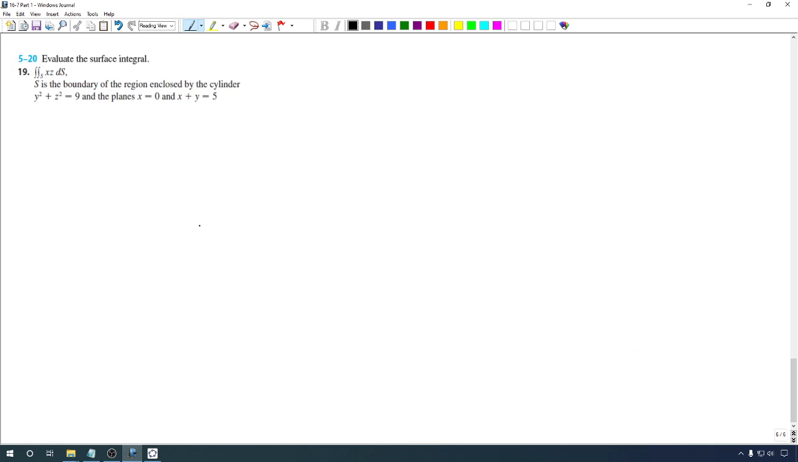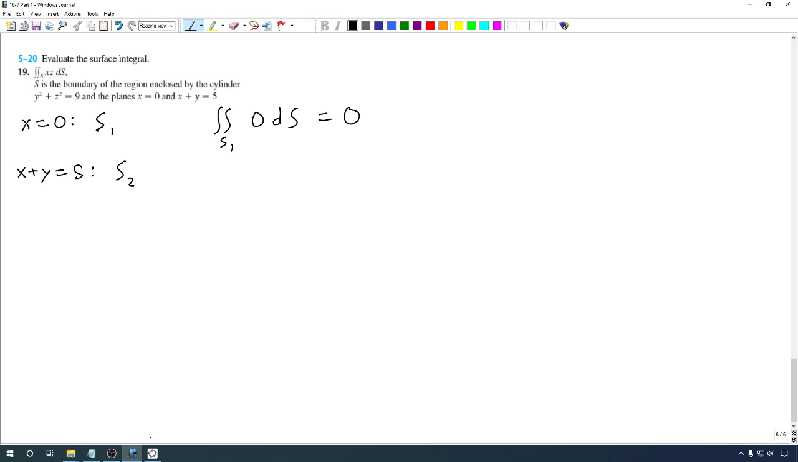Let's start with the bottom. So we're starting with the x equals 0 plane. I'm going to call that S1. Note here, since x equals 0, the integrand is just 0. So we're taking the surface integral over S1 of 0 dS, which is, of course, just 0. That one's pretty easy. Let's now move on to the top angled plane of x plus y equals 5, which I'm going to go ahead and call S2.